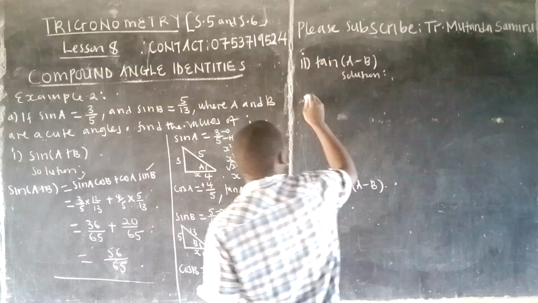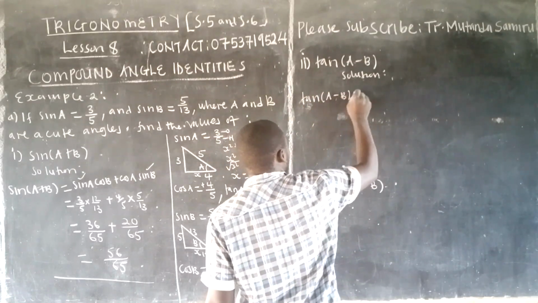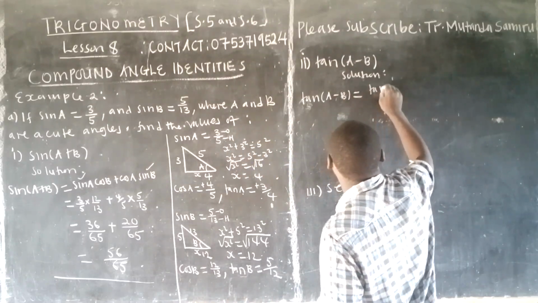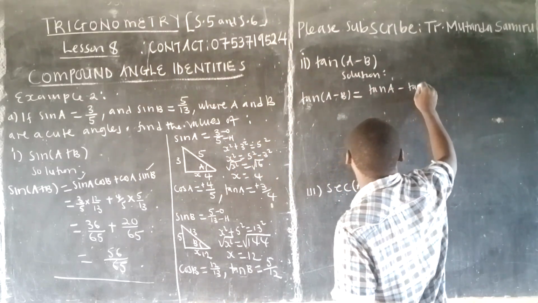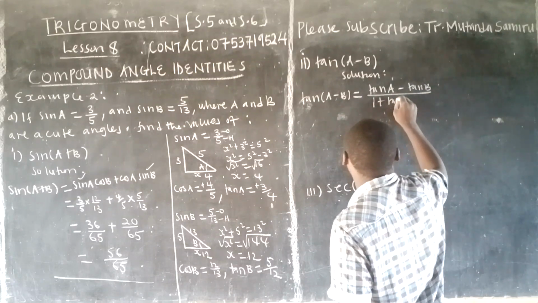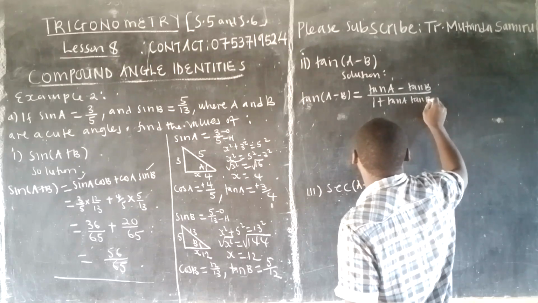So this will be tan(A minus B). From the identities, you have them. It is equal to tan A minus tan B over 1 plus tan A tan B. Here there's an application.